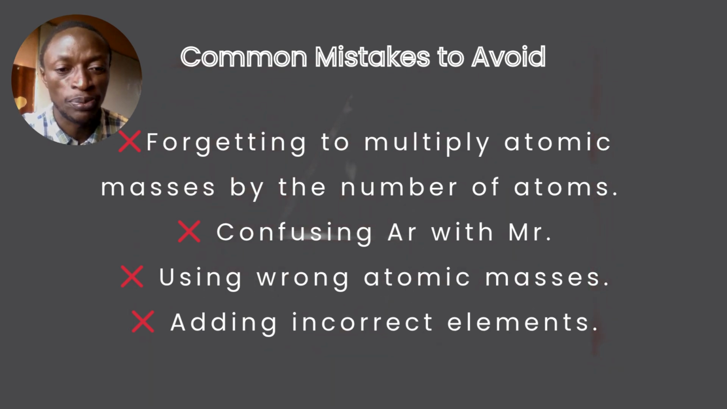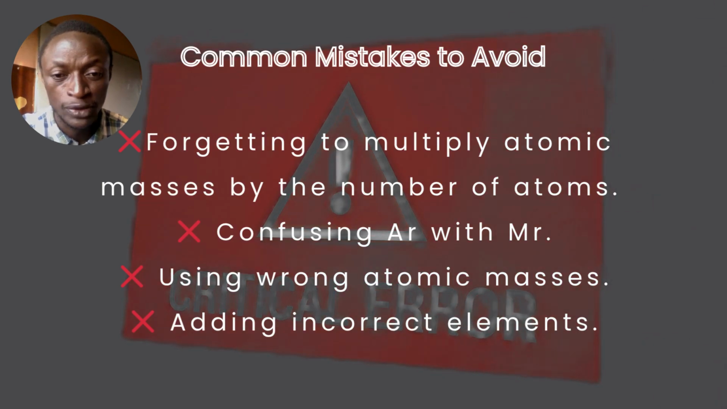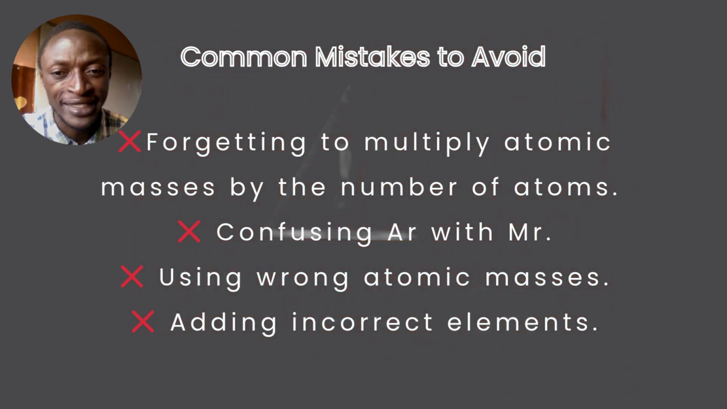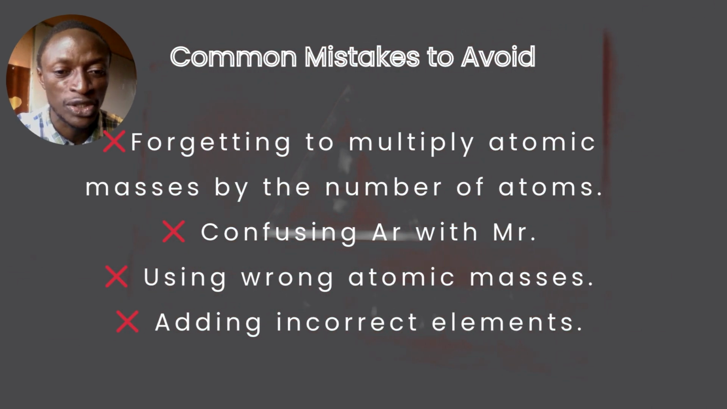Using wrong atomic masses, that's why you have to make reference back to the periodic table if the number is not given in your question. So please check your periodic table for the correct number. Then adding incorrect elements. Please learn how to write your chemical formula. In some questions, the formula may not be written, so it's expected for you to write the correct formula down before you continue with your calculation.